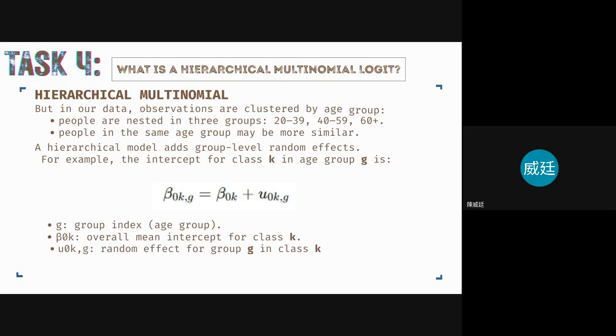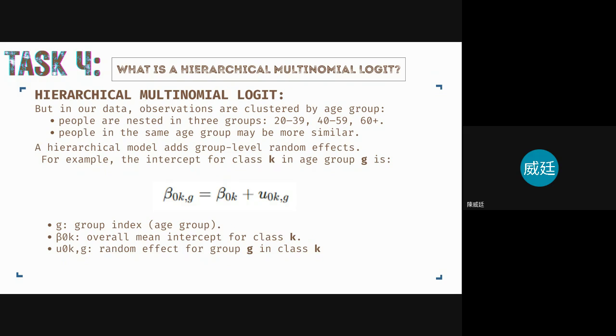But in our data, observations are not completely independent. People are naturally grouped by age. So we split the age into 3 groups. The first group is 20 to 39. The others are 40 to 59 and 60 plus. So people inside the same age group may share similar lifestyle, maybe disease burden, even similar feelings about their health. So if we keep using a pooled model, we completely ignore the within-group similarity.